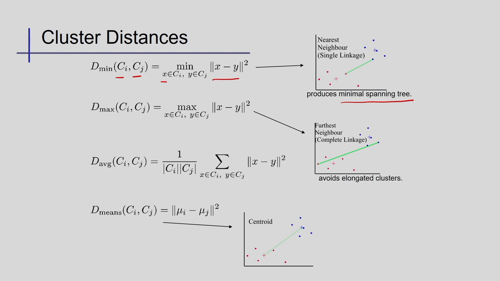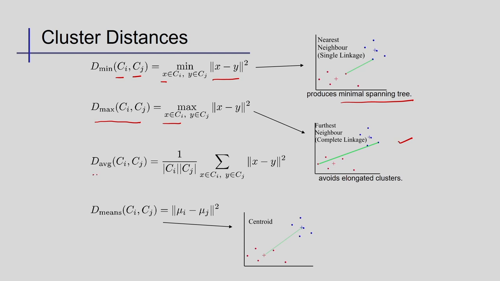Or maybe I can consider the maximum distance between the clusters. If you see the second distance, the distance between two clusters Ci and Cj, we are considering the maximum distance between x and y. So x is the data point of the cluster Ci, and y is the data point of the cluster Cj. And we are finding the distance between x and y, and we are considering the maximum distance. In the figure also, I have shown this condition. If I consider this maximum distance, it can avoid the elongated clusters. In the second figure also I have shown the concept of the maximum distance.